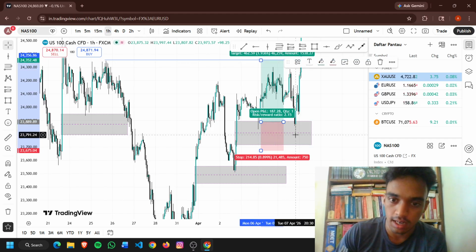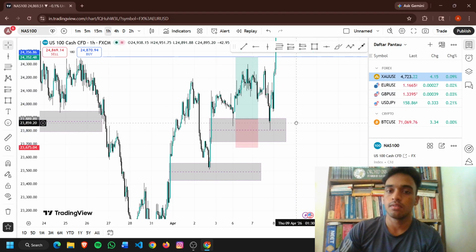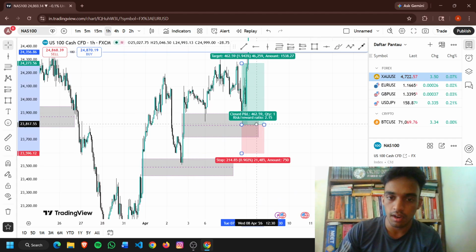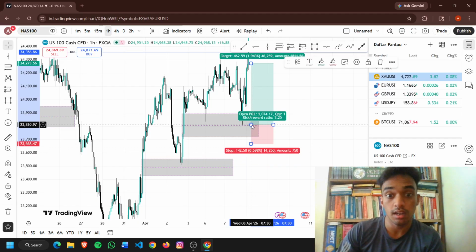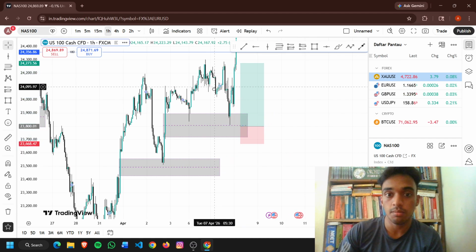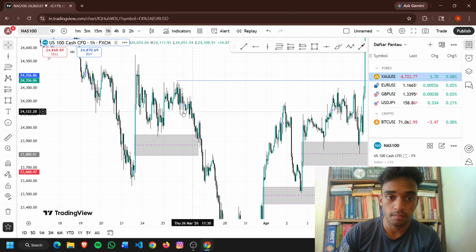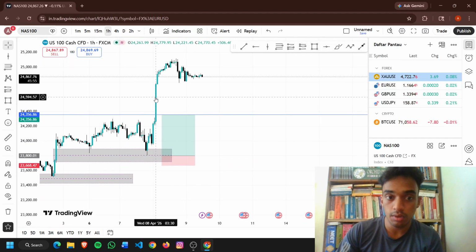Your stop loss didn't get hit. It came back down and filled more. So you could have entered twice over here. If you kept the halfway point of the fair value gap, then you could have actually entered and gotten a better risk to reward. See, 1:4.3.